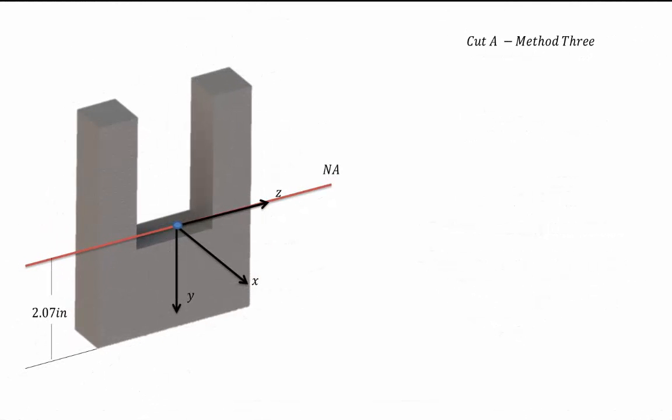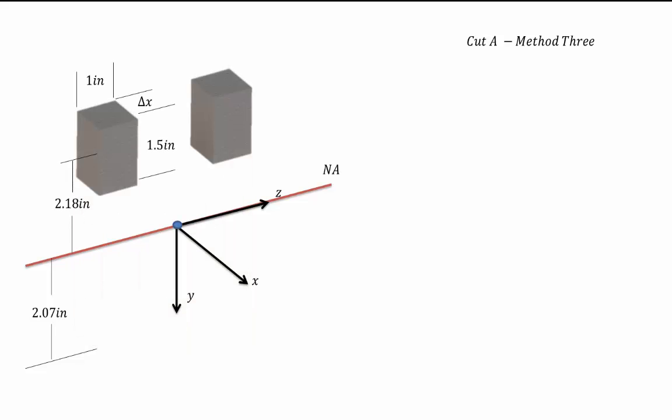So this time we're going to take that cut and extend it all the way across the top of the section. So it'll look something like this. We're then left with two sections that are 1 inch by 1.5 inches that are 2.18 inches up from the neutral axis. As before, tau xy is running down the face of the section, and we're going to use x equilibrium to solve for that shear stress.